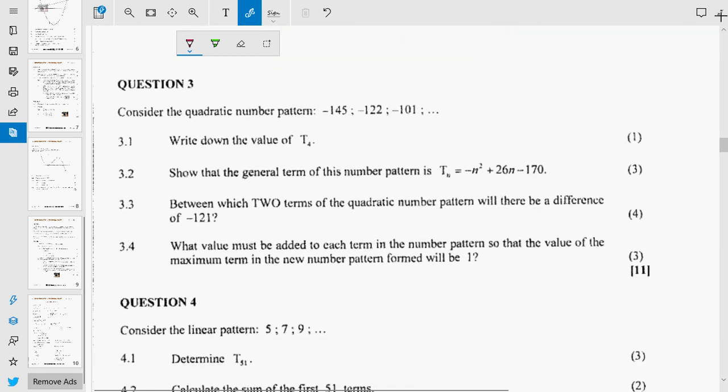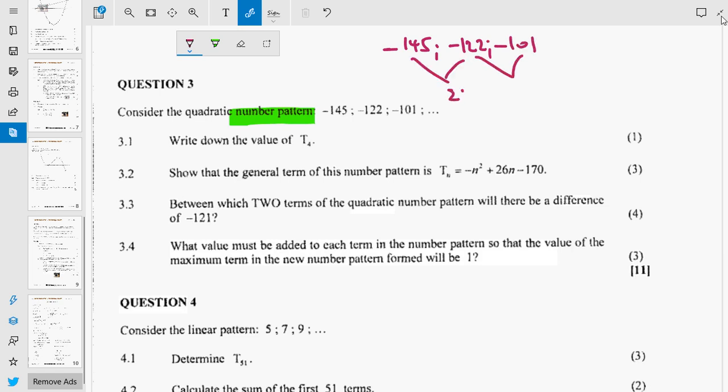Now, question 3 is also testing sequences in series, but it is testing the quadratic number pattern. So we are given the quadratic number pattern here: minus 145, minus 122, minus 101, and they're asking you for term number 4. Well, that is straightforward. So if we have minus 145, minus 122 and minus 101, the first difference here will be 23, 21, right?